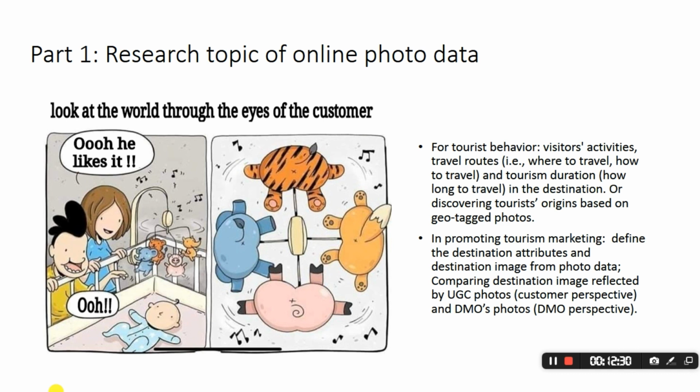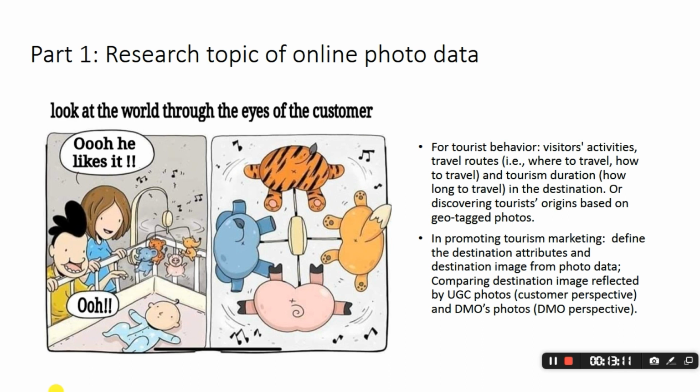In the field of tourism research, online photo data were used in analyzing tourist behavior, presenting tourism recommendations, and promoting tourism marketing. For tourist behavior research, researchers use online photo data to study visitors' activity, their travel routes, such as where to travel and how to travel, and how long they stay in the destination. Or some researchers use photo data to discover tourist origins based on the geography tagged photos.